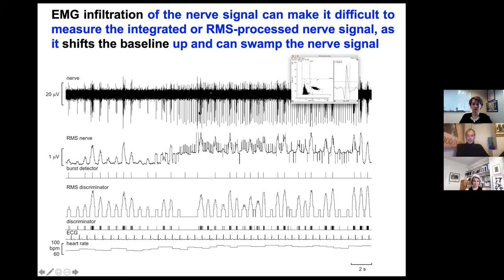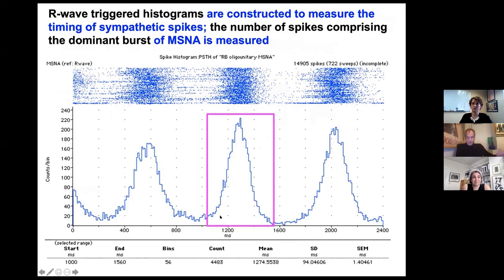Then, having extracted these negative-going spikes, we can generate the spikes down here, and we can reconstruct the mean voltage neurogram from these extracted spikes. Importantly, this approach allows us to record sympathetic nerve activity to contracting muscle, which people have had difficulties with before because of the EMG infiltration of the nerve signal. But by extracting the sympathetic spikes, we can measure sympathetic outflow to contracting muscle. Basically, with the approach shown here, we do R-wave triggered histograms. We quantify the number of spikes within the burst of sympathetic nerve activity. So we count the spikes, and we can look at how that changes in a given maneuver.